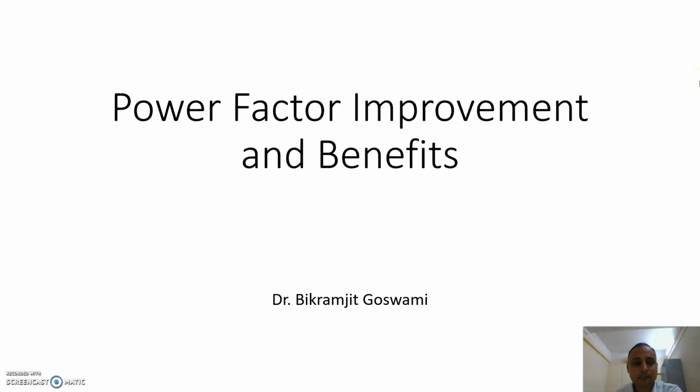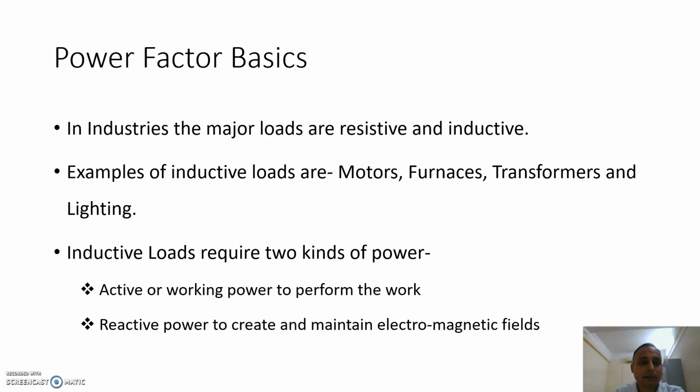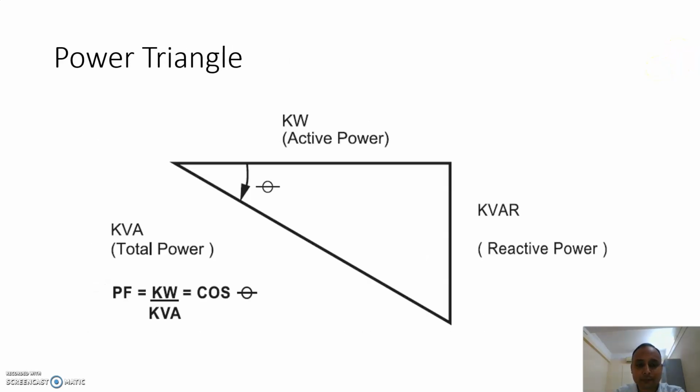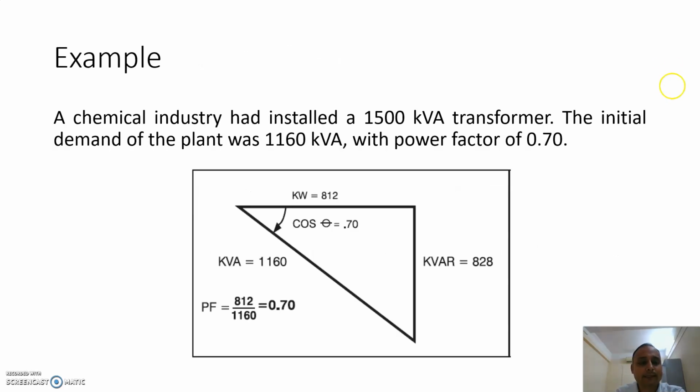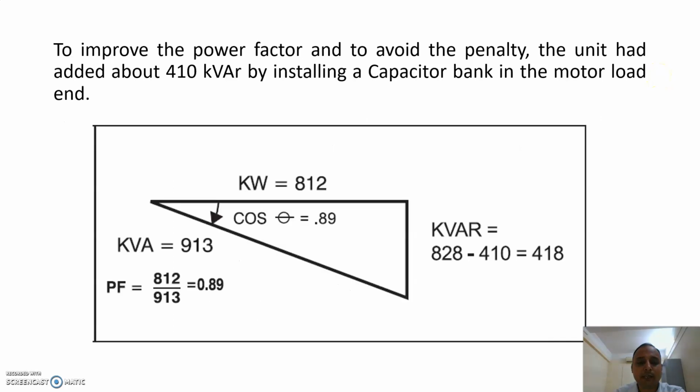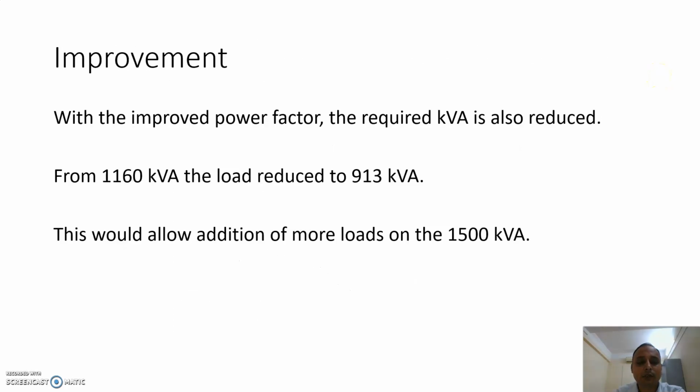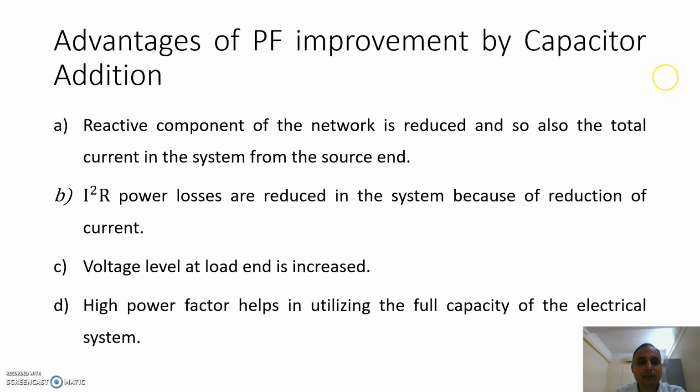Hello everyone. In the last lecture we discussed power factor improvements and its benefits. I'd like to continue this topic for further discussion. We discussed the power factor basics, the power triangle has been explained already, and ways to improve power factor with an example was also explained. We saw that an improvement can be obtained by installing capacitors of suitable capacity, and we also discussed the advantages of power factor improvement by capacitor addition to the circuit.